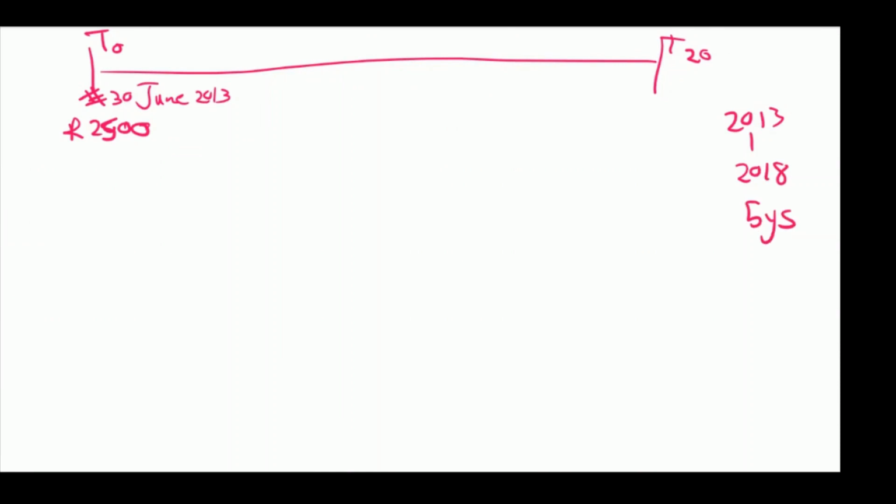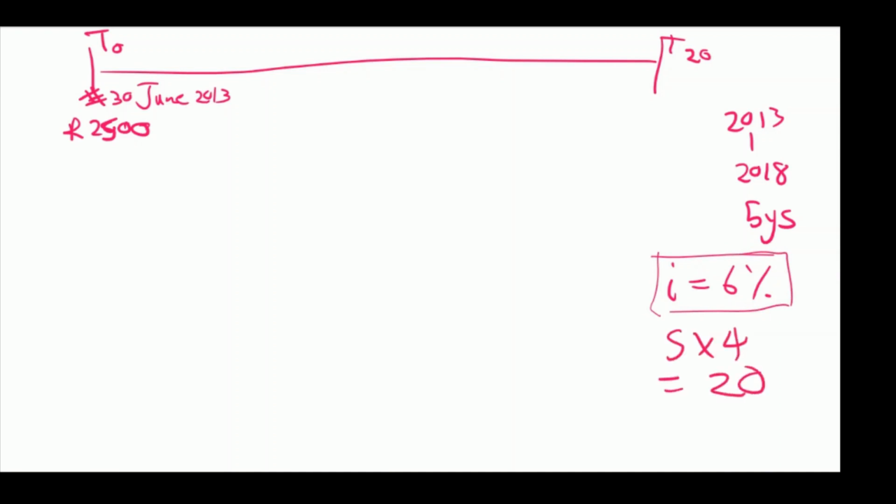And remember that our interest rate of 6% is compounded quarterly, right? So the payments are made quarterly, or the interest that is earned is accumulated quarterly, right? So if it's quarterly, it's going to be 5 times 4 being equal to 20. So hence I wrote 20 there, right? So it's not necessarily 20 years, it's just 20 payments made. We know that it ends at 30 June 2018.